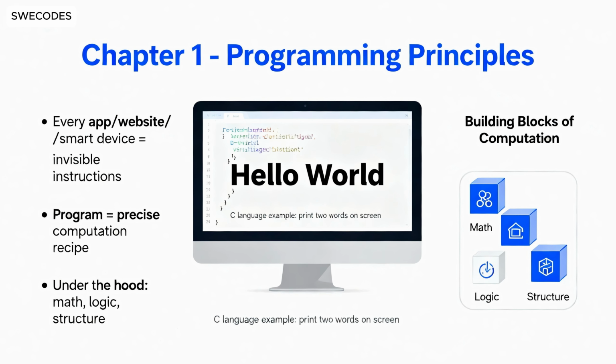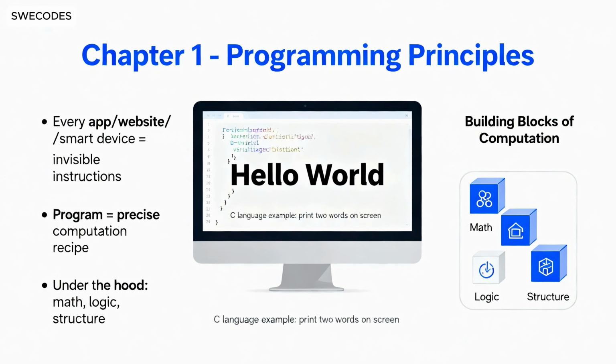Every single app, website, and smart device you use is a long list of instructions, invisible steps that tell your computer exactly what to do, line by line. This is programming. A program is simply a precise recipe for computation, a set of instructions a computer follows to complete a task. Whether it is solving complex equations, calculating a budget, or even recognizing your voice, under the hood, it is math, logic, and structure organized in code.